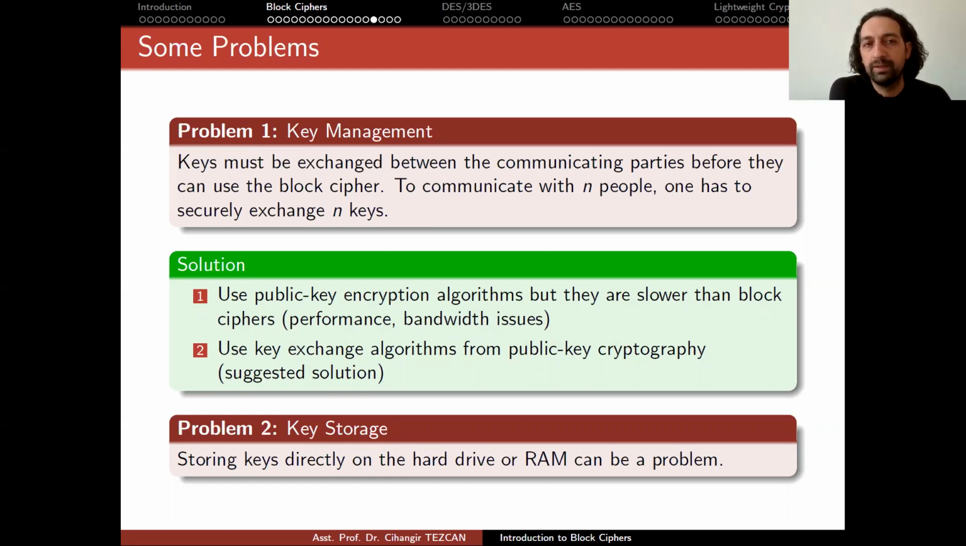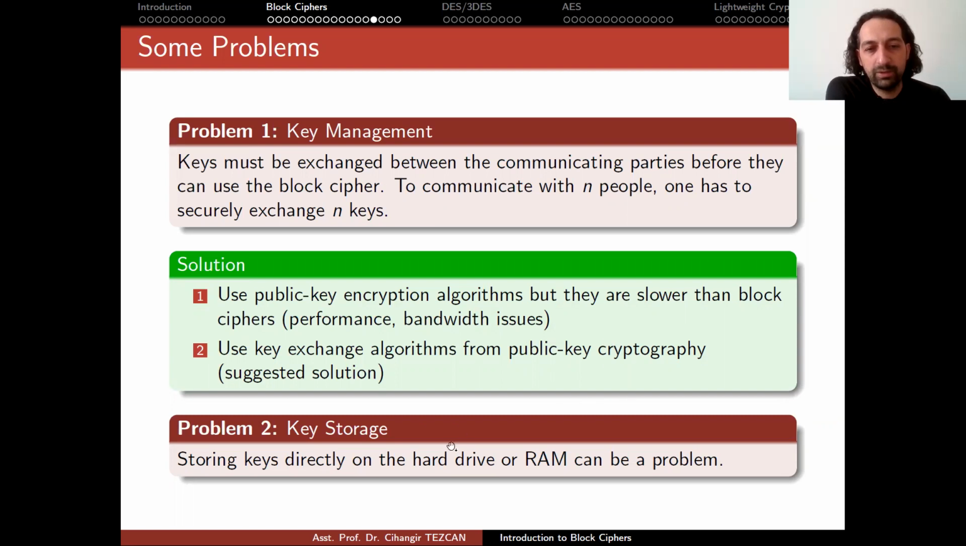So the solution for this is the use of public key encryption algorithms, but RSA or ElGamal are much slower than these block ciphers. And they also introduce some bandwidth issues, because the data you are going to encrypt will have a larger size when it's turned into a ciphertext. An easier solution, which most of the time we use on the internet, is to use key exchange algorithms like Diffie-Hellman key exchange to exchange your AES key and then use AES instead.